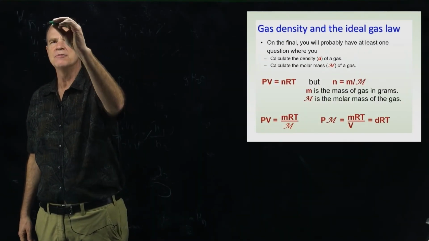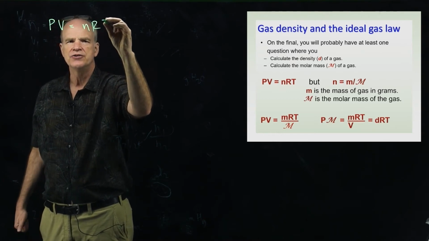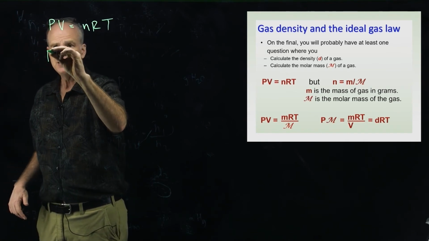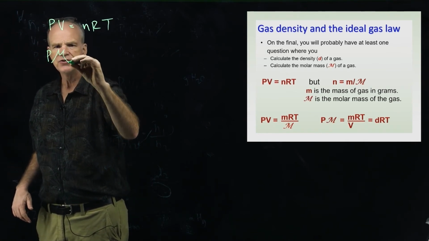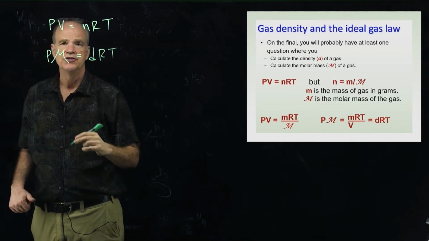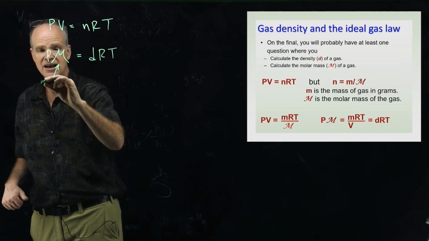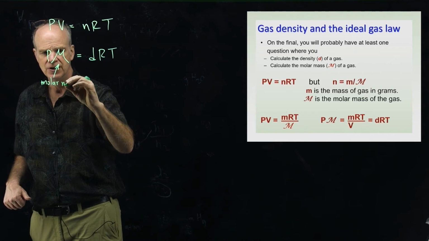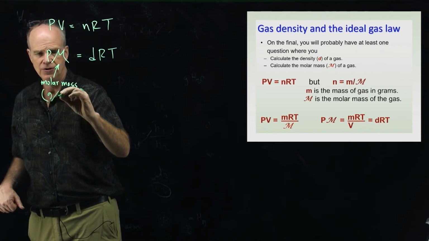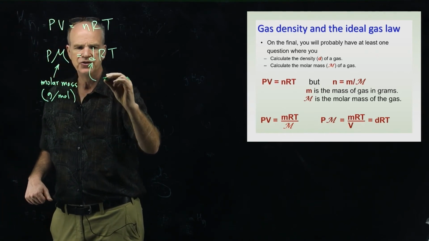You might remember the ideal gas law as PV is equal to nRT. So you could derive this new equation if you want to. I'm just going to give it to you. So it's P with the weird looking M that looks like this is equal to dRT. So P is pressure for a gas. The weird looking M is the molar mass of a gas, and you know the units for molar mass are grams per mole. And then d here is the density of a gas.